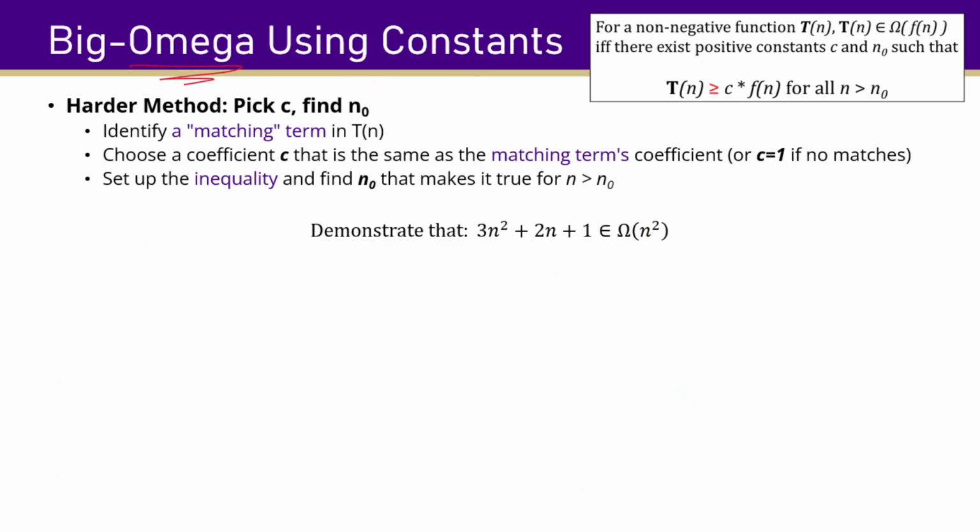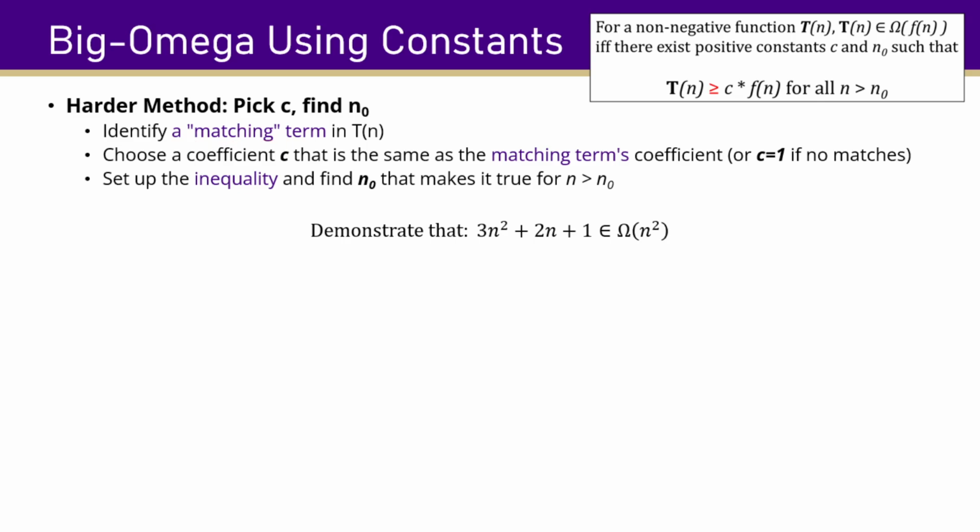So now let's focus on big omega, that lower bound. We'll start with the constants definition. There are two methods to do this one as well. There's the harder method, like I've said before, where you start with C and then you find an N naught. Here we do something similar, except we're going to pick what I call a matching term. I'll show you what that means.